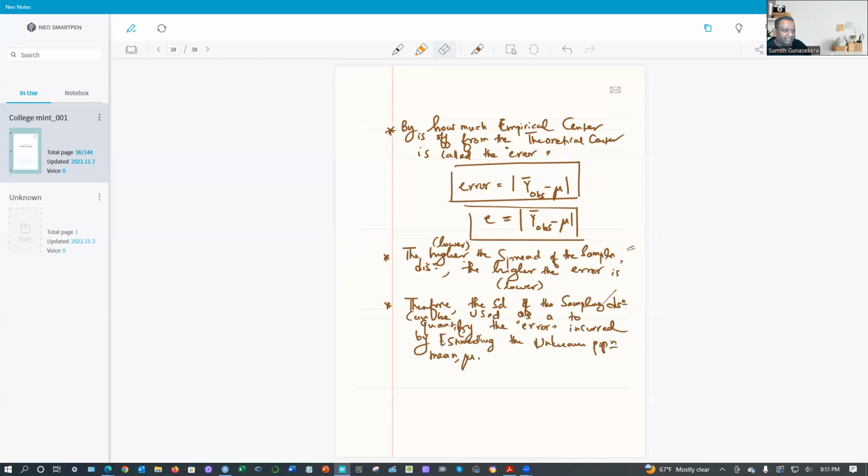So the higher the spread, the higher the error. In that sense, this error incurred by estimating the unknown parameter mu can be maximum or minimum. We are not interested in the minimum error, we are interested in the maximum error. In that way, we can easily remedy that. So let's go to the maximum error.